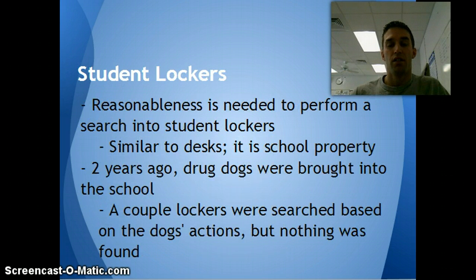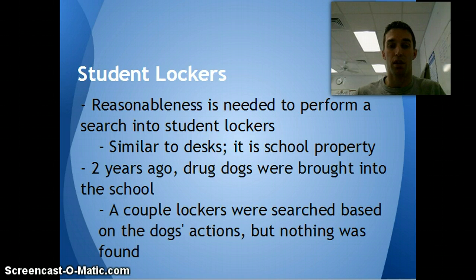The next instance is searching student lockers. You still have to have a reasonable suspicion to perform a locker search on a student's locker. It is similar to the desks. It is school property, so you're a little bit less liable when it comes to those.